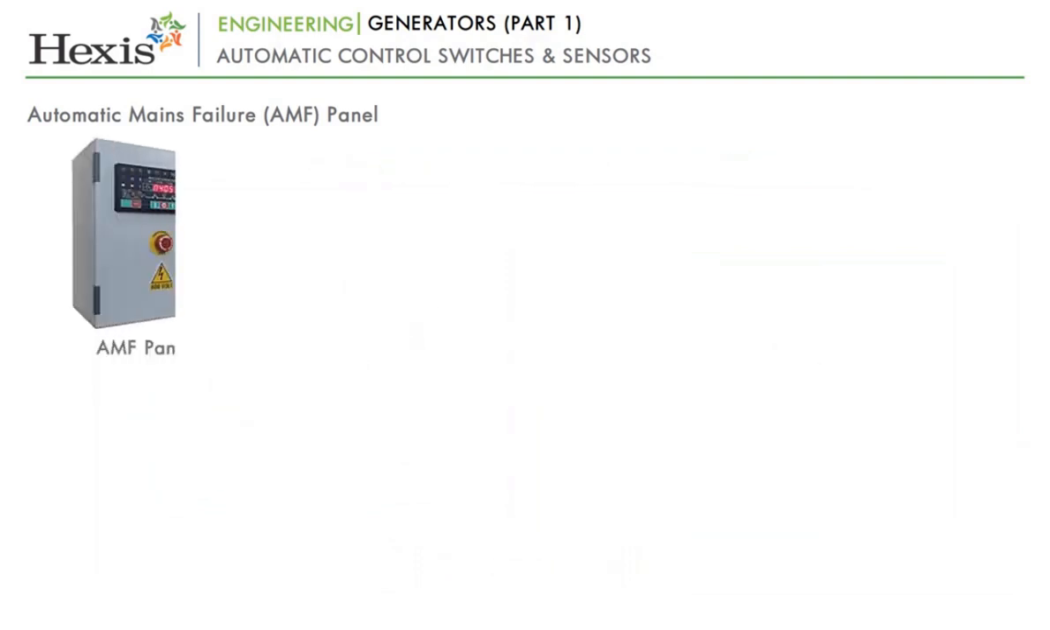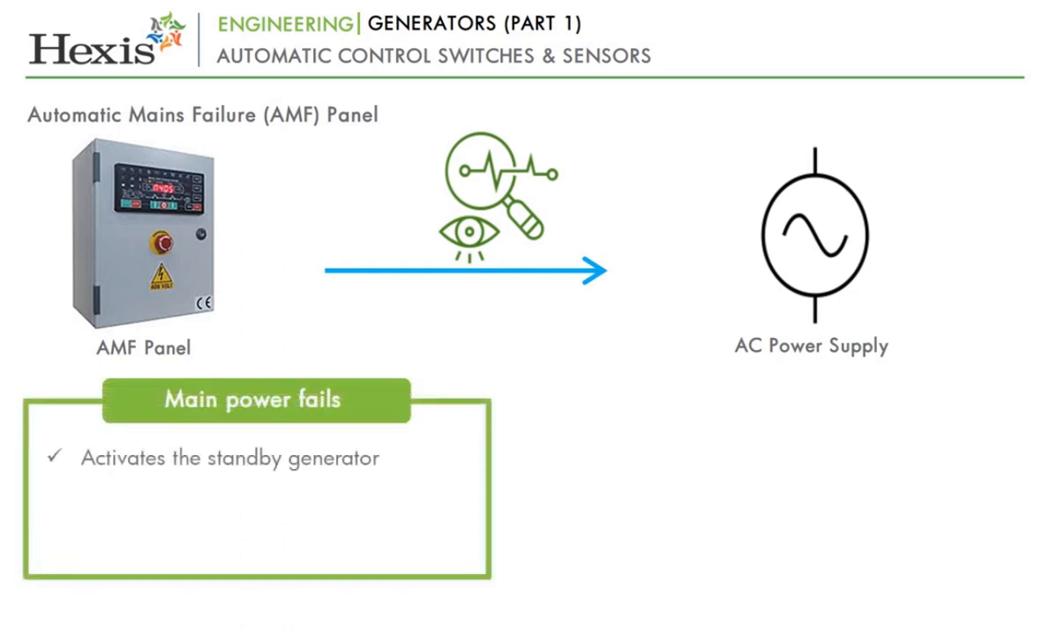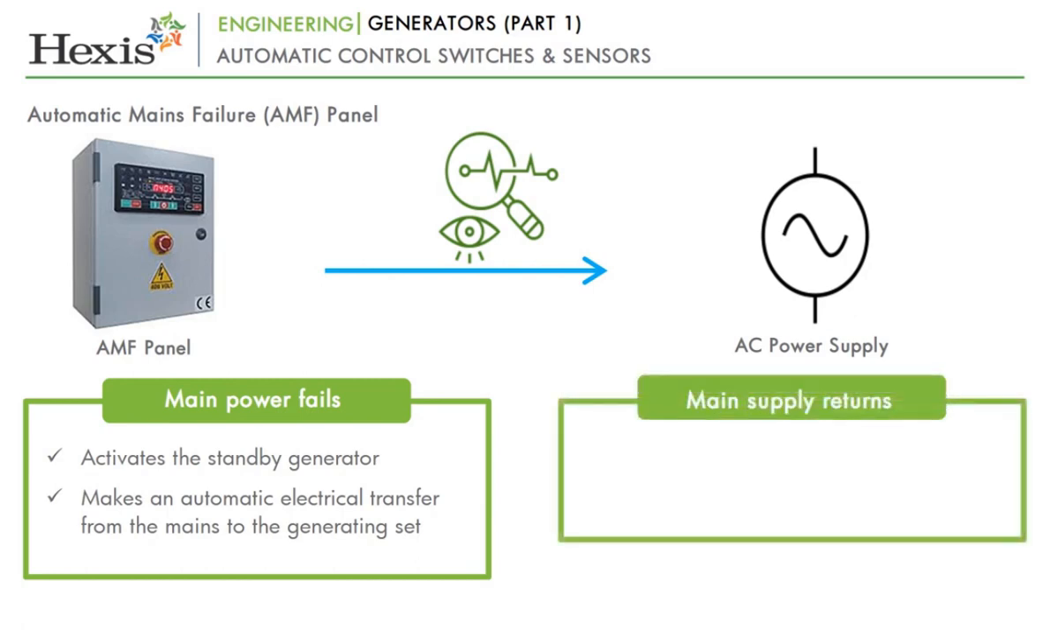AMF board and ATS panels monitor the incoming AC mains supply and activate the standby generator when mains power fails or goes beyond the set parameters. It makes an automatic electrical transfer of the building's load from the mains to the generating set. When the main supply returns, the ATS panel controls the return to the main supply and shuts down the generator after a suitable cooling run.